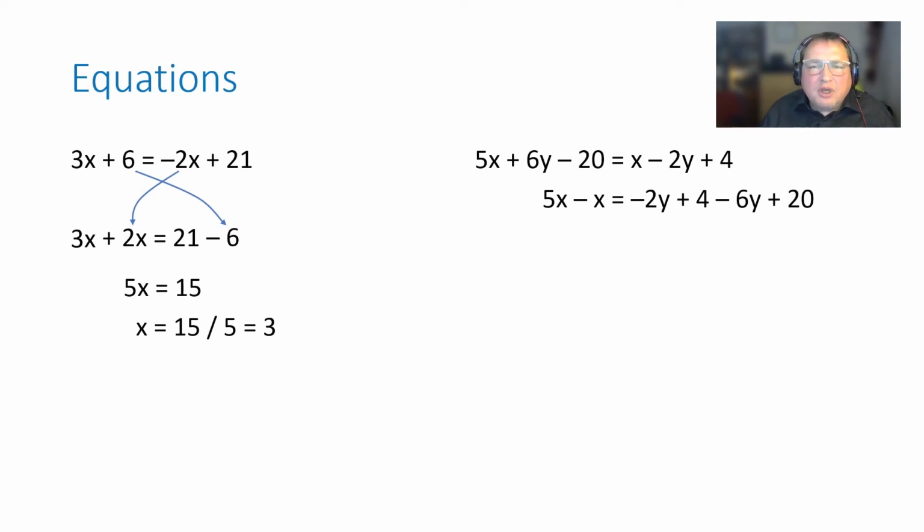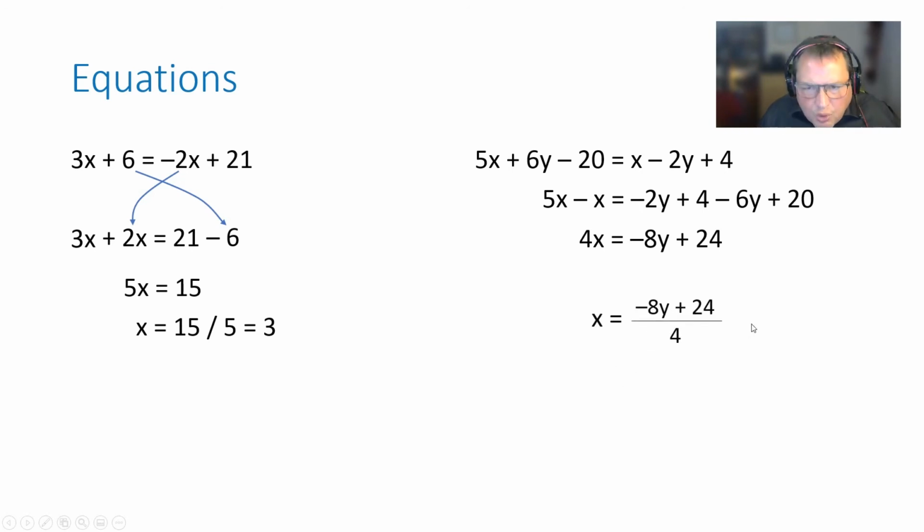Now adding everything together, I mean left and right side separately, of course, 5x minus x is 4x, and the right hand side, negative 2 minus 6, it's minus 8, negative 8y plus 20 and 4, 24. So x equals negative 8y plus 24 over 4. We can decompose this fraction by separately dividing one and the other component. So we get x equals negative 2y plus 6.